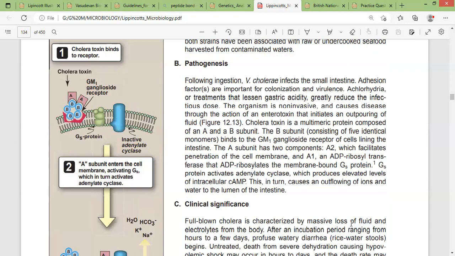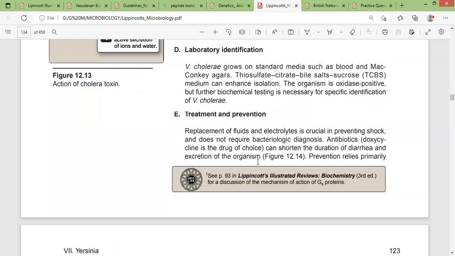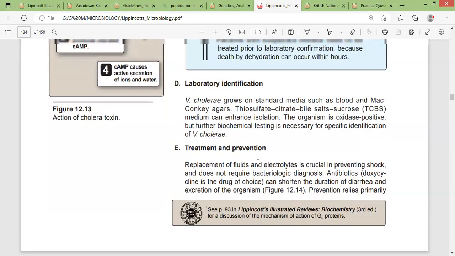We know treatment, again, rehydration therapy, but if it's severe, we'll see here antibiotics can be indicated, but the antibiotic of choice is doxycycline. But what's important is that replacement of fluids.